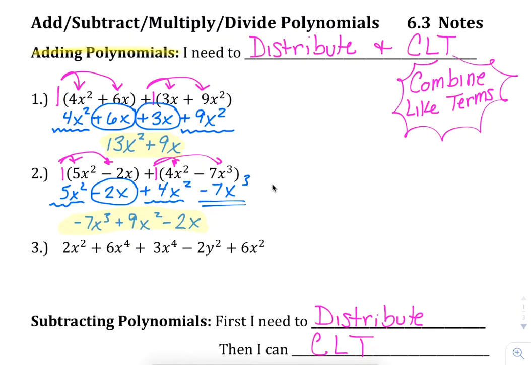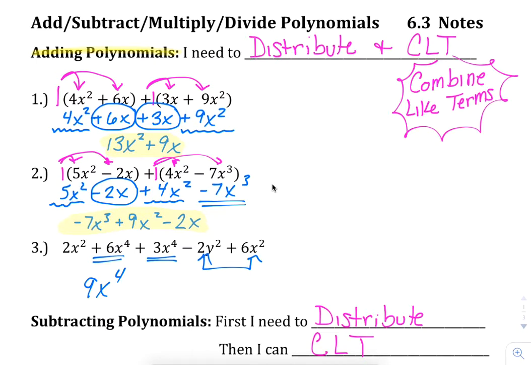So I look for my highest degree. I have x to the 4th power. I have 2 of those. So 6 plus 3 makes 9x to the 4th power. I have no third powers, but I do have a lot of squareds. Now, notice that these are different.